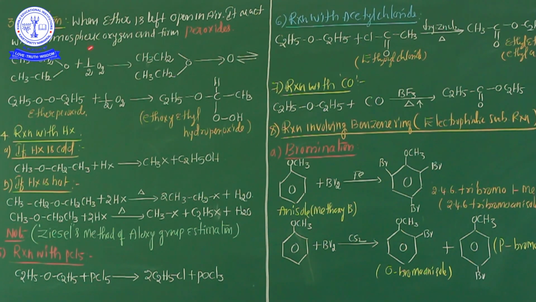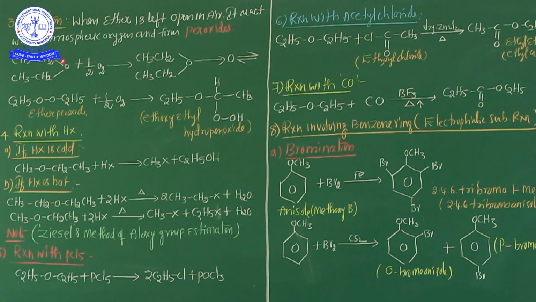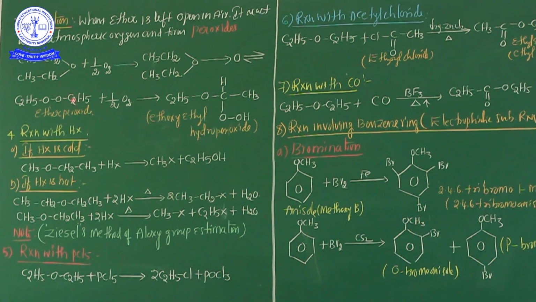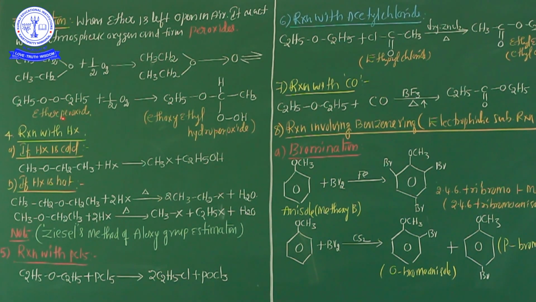Hi students, in this session I will continue the remaining chemical properties of ethers. The third one, since two were already completed in the previous session, that is halogenation and sulfuric acid reactions. Now this third one is the oxidation process.